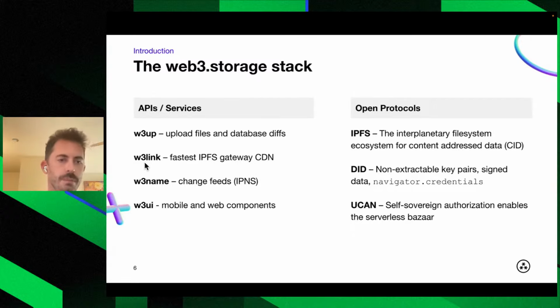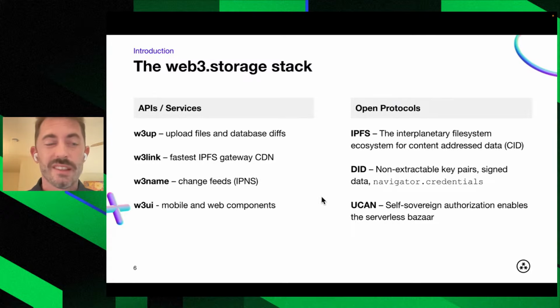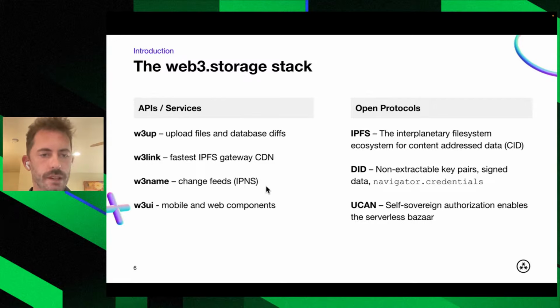We'll be upgrading the change feed's dynamic mutability feature to use that same UCAN capability management. And with the cryptographically signed invocations for that, we'll get things like verifiable change history kind of falling out of the protocol for free. W3 link is what we call our HTTP gateway.